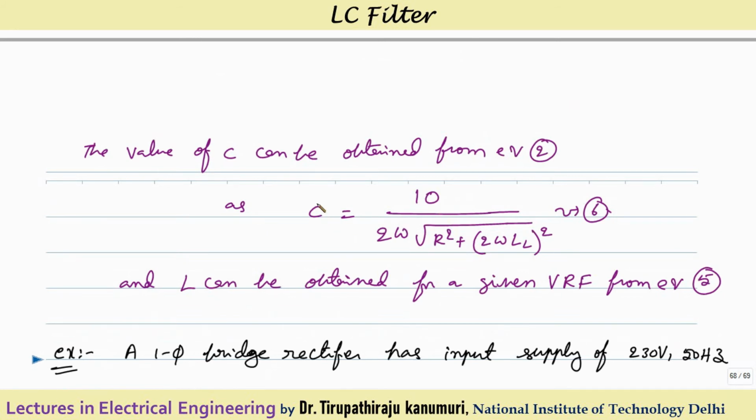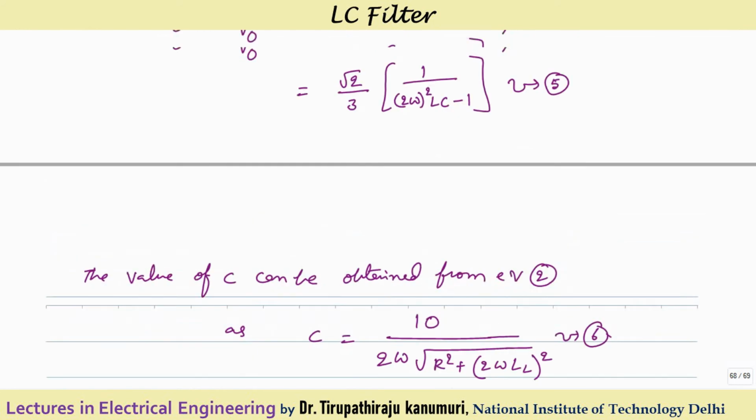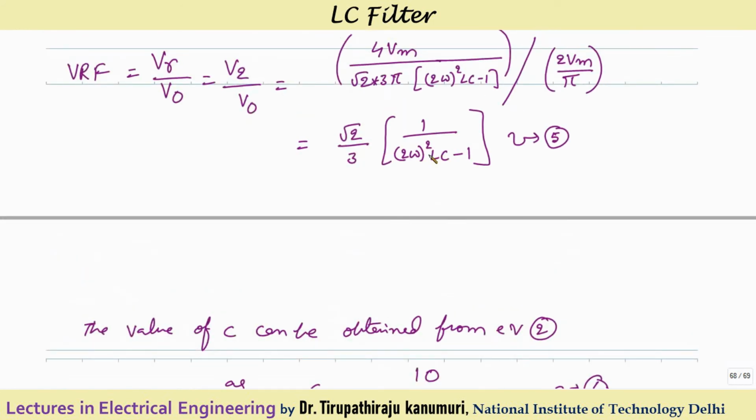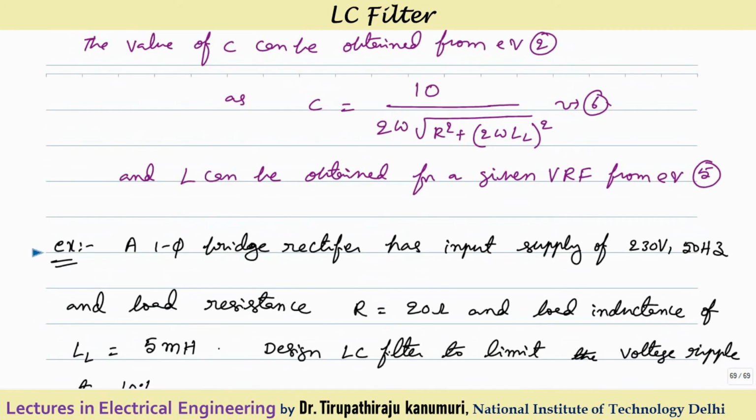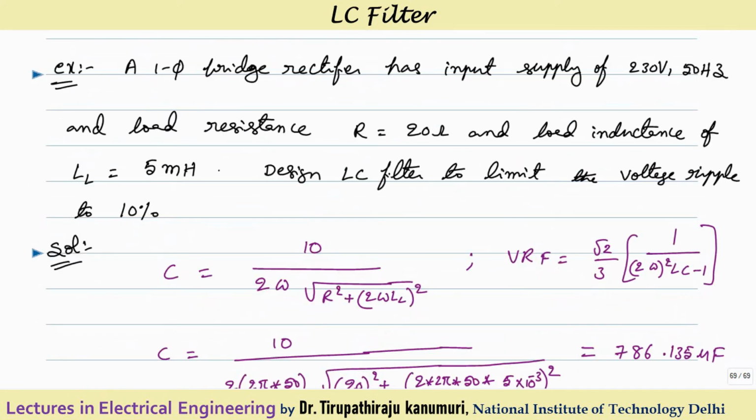So from that formula we got C is equal to 10 divided by 2 omega into square root of R square plus (2 omega L) square. So from this you calculate the value of the capacitance, then you substitute in this formula to get the unknown value of inductance. So in this way we can design the LC filter. So I am taking one example to clarify this concept.